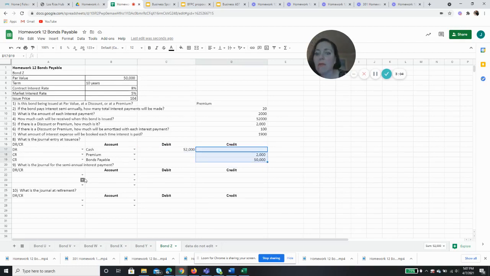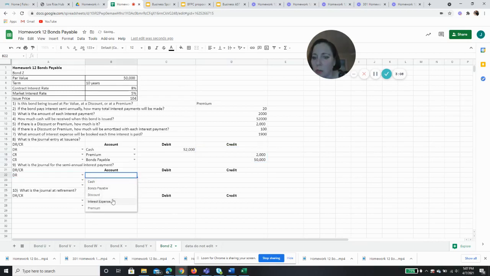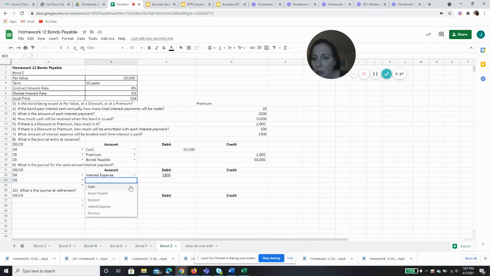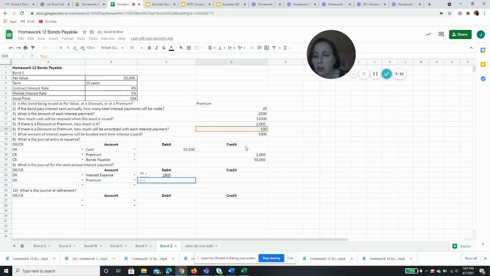Now we're going to make our first semi-annual interest payment. So we are going to debit interest expense, and we said that was going to be for $1,900. And we are going to amortize that premium. We're going to amortize it with a debit. Why? When we established the premium, it was a credit. So in order to get rid of it over the life of the bond, we need to debit it every time we amortize it. And so we are going to debit premium for our premium amortization of $100.